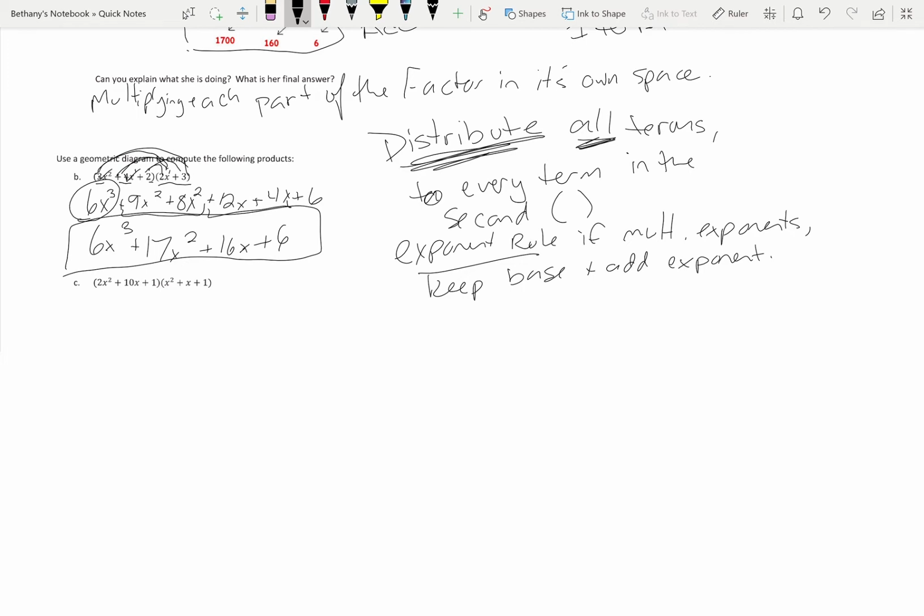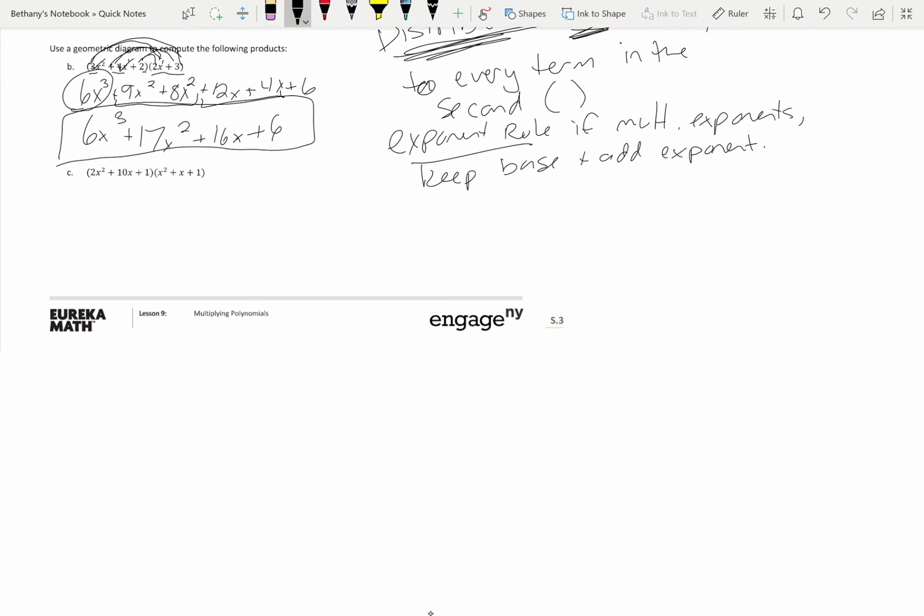For C, same deal. I'm going to distribute 2x squared times x squared. 2 times 1 is just 2. X squared times x squared is x to the fourth. 2x squared times x is 2x to the third, because remember this is like x to the first, so when I add the exponents it's 2 plus 1. And lastly, 2x squared times 1 is 2x squared. Done with that first term. 10x times x squared, 10x to the third. 10x times, oh, almost forgot one. 10x times x is 10x squared. 10x times 1 is 10x.